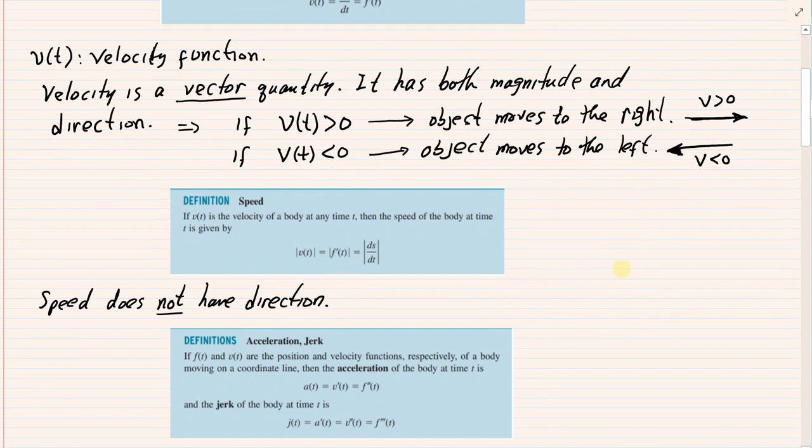Now, a couple more ideas here. One of them is that of acceleration, and the other one is a jerk. Now, the acceleration is the rate of change of velocity. So, to go back to the root, the rate of change of position per unit of time, that's velocity. Acceleration is the rate of change of velocity per unit of time.